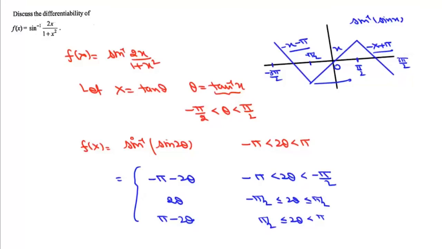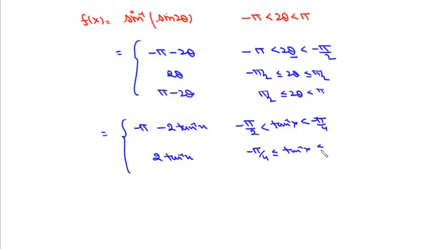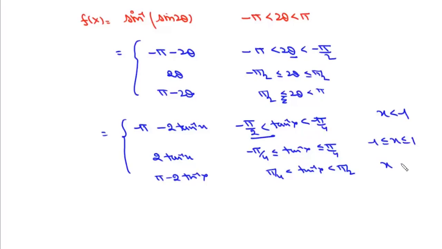Now theta here is tan inverse of x, so we can write this as minus pi minus 2 tan inverse x, and this is when theta lies between minus pi by 2 and minus pi by 4. So this is minus pi by 2, and theta is tan inverse of x, and this is minus pi by 4. Now this is 2 tan inverse of x, and here theta will be between minus pi by 4 and plus pi by 4, and this is pi minus 2 tan inverse of x when tan inverse x, we have already included pi by 2 here, we'll discard it here, so it will be less than pi by 2. Now we take tan, this is minus infinite, which is always true, so we'll get x is less than minus 1. This is when x lies between minus 1 and plus 1, and this is when x is greater than 1.